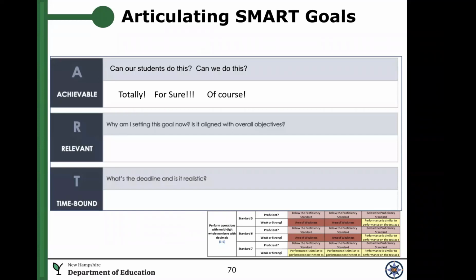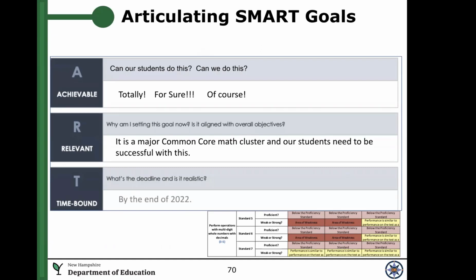You have to believe that you are going to be able to get your students where they need to be with this goal. And then, is it relevant? Yes, it's a major Common Core math cluster and your students need to be successful with it. Right? If it's not, then don't do it. And time bound. When is it going to be happening? We're going to say by the end of this year, because this is our year-long SMART goal, this is where we're going to get students.